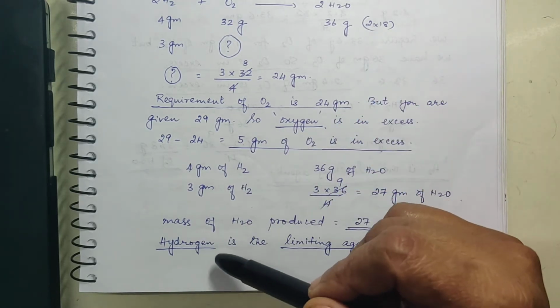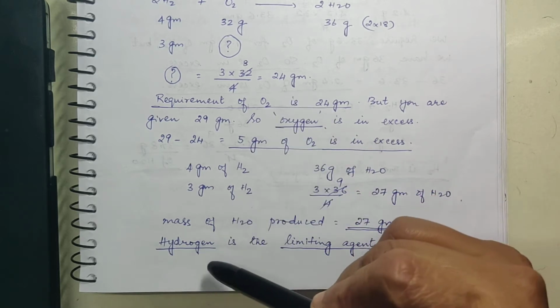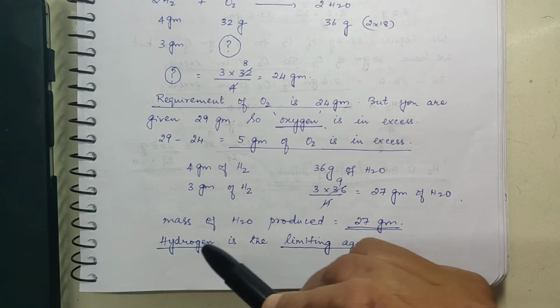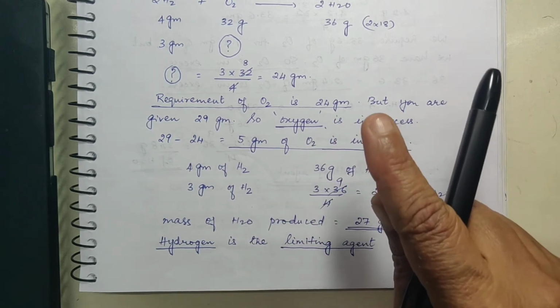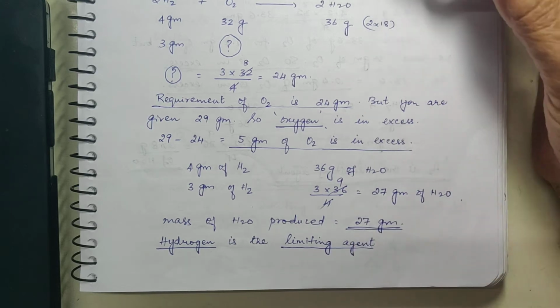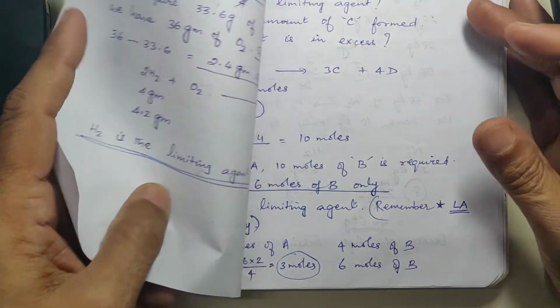So that hydrogen limits the usage of oxygen. So hydrogen is the limiting agent. Is that clear? Hydrogen is restricting the use of oxygen. That is why it is called as limiting agent. So this is how you will go about when you are doing limiting agent concept.